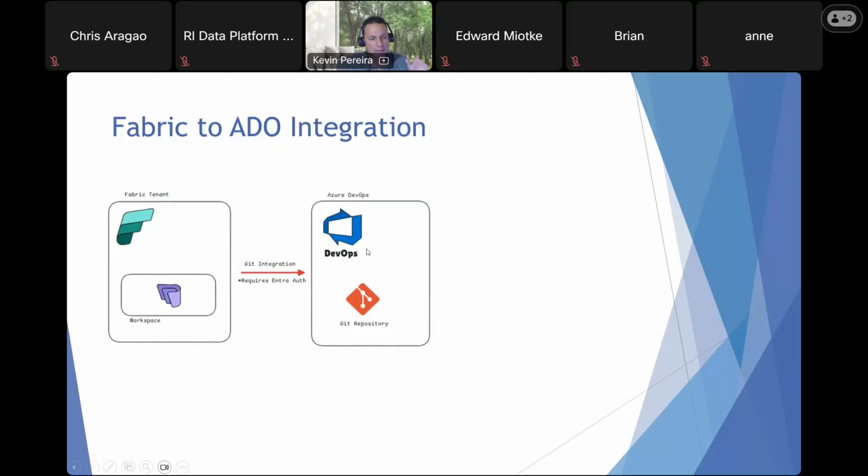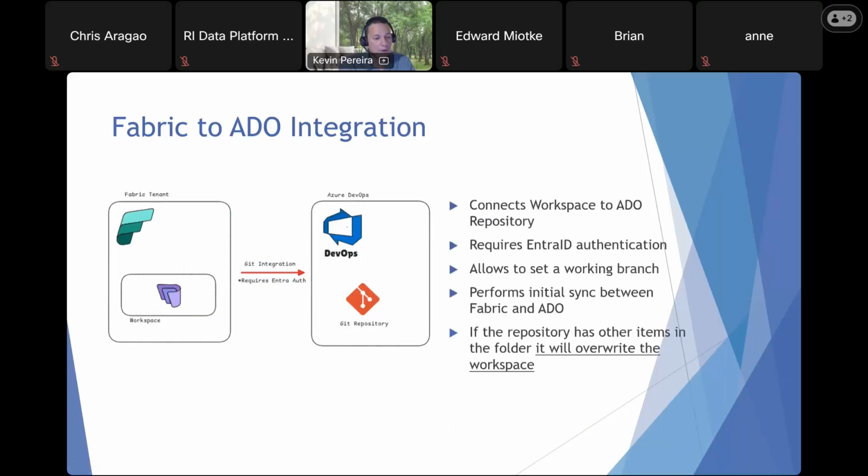Then over on this side, I have Azure DevOps. And inside of DevOps, I'm going to have my Git repository. So I need to actually configure Git integration, is what it's called, from within the workspace in the Fabric tenant, which is actually going to require Entra authentication so that I'm able to connect the two systems together. Now this allows you to set a working branch, that's going to be kind of the branch that you're going to be committing to. And once you do this action, it's actually going to perform an initial sync between the two systems. So what does that mean?